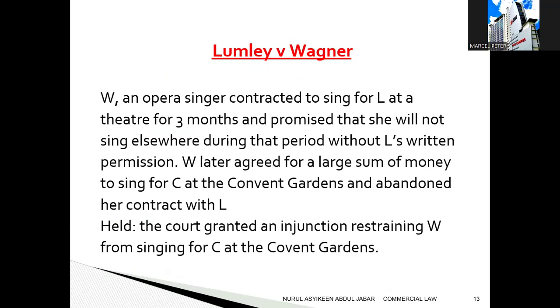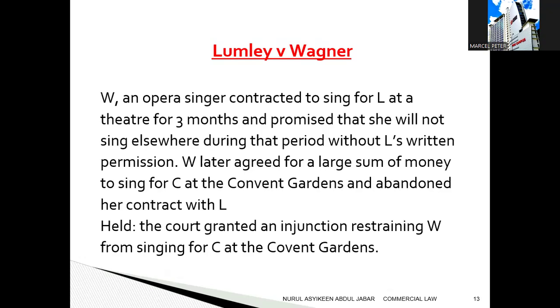She later refused to perform and wanted to sing for another theater instead. Lumley cannot force her to sing because courts don't force personal services, but he asked the court to stop her from singing elsewhere. So the court held that since he cannot force Wagner to sing, he can stop her from performing somewhere else. So this is a negative injunction.